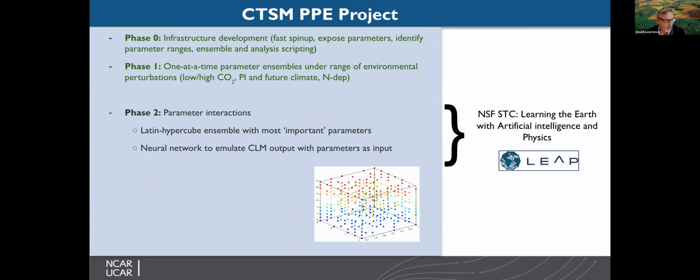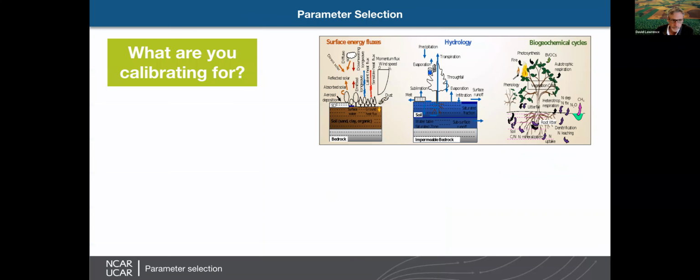And this is actually in collaboration with LEAP, which is a new science and technology center sponsored by NSF, to bring machine learning to CESM, to help advance CESM. And actually, Linnea has just started working with us on the LEAP project here at NCAR.